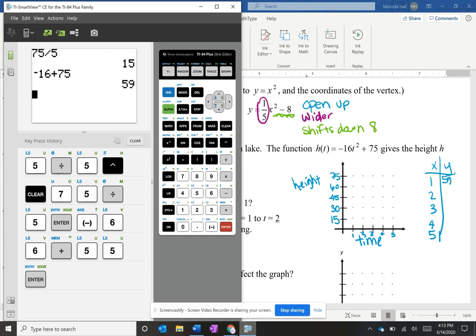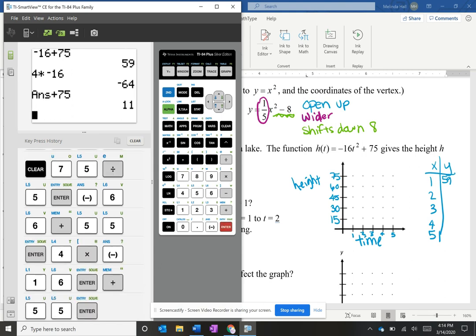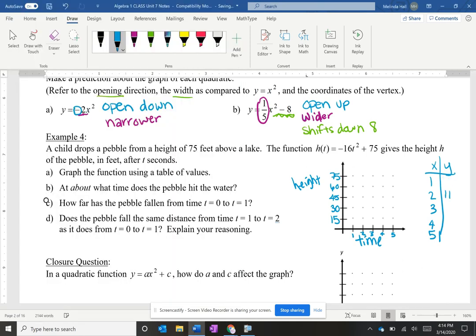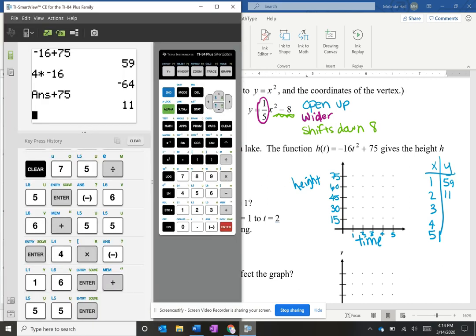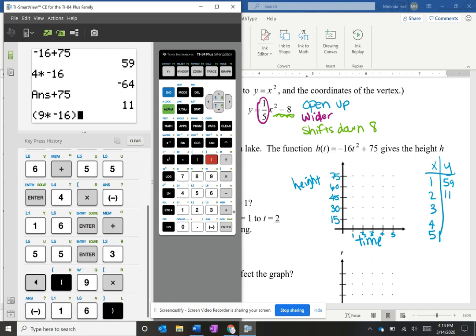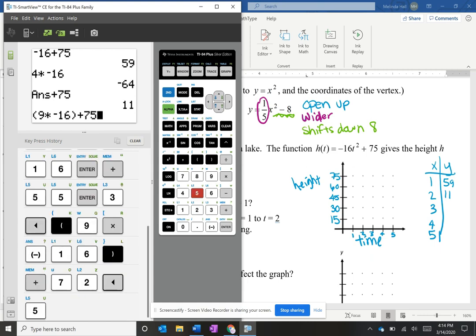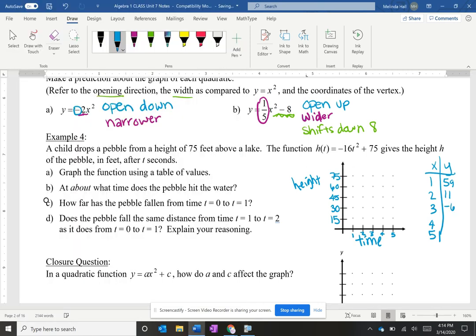Then when we do the same thing, t squared at 2 would be 4. So 4 times negative 16 would give us negative 64, plus 75 is 11. Then when we plug in 3, 3 squared is 9. So then 9 times negative 16 plus 75. And by the way, the parentheses are so that it does the 9 times negative 16 first.